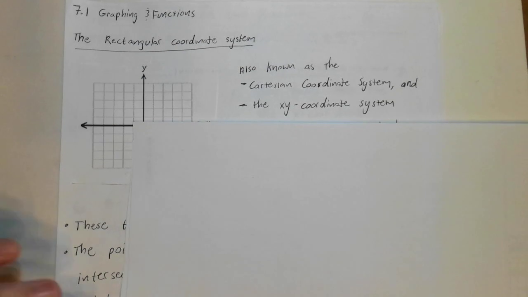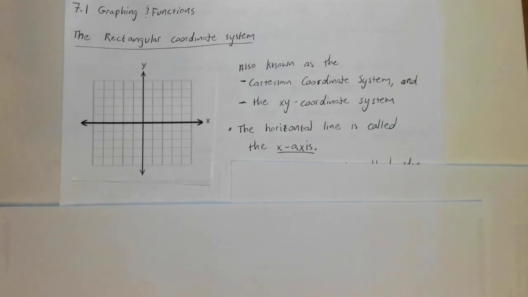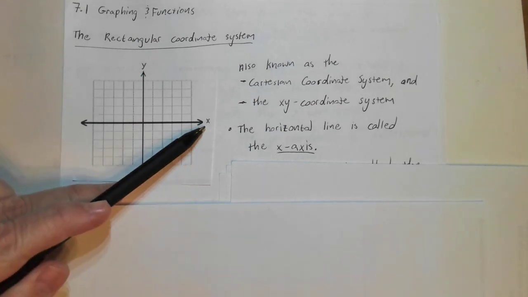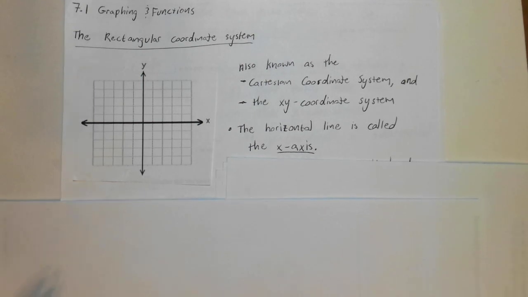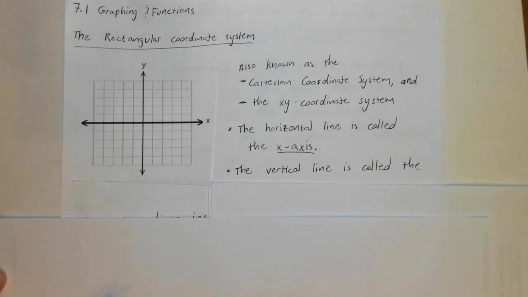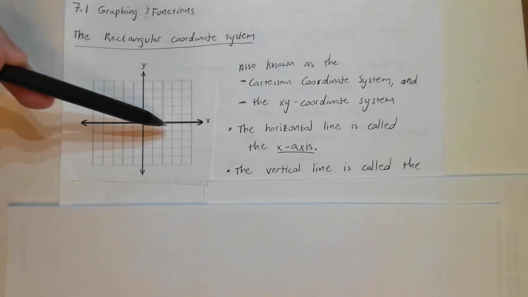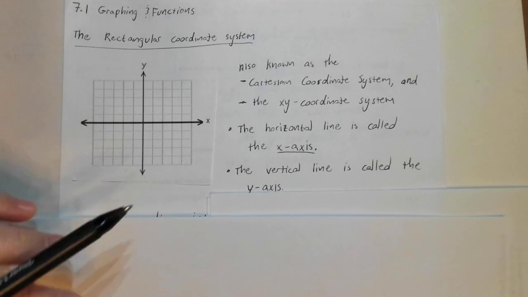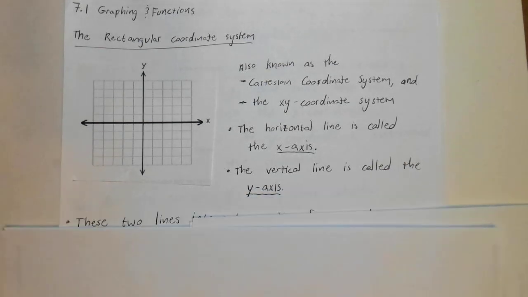Let me just show you. This is what it looks like. We have the x-axis and the y-axis, and we're going to discuss what we need for this coordinate system. The horizontal line is called the x-axis. So it's this dark line here. The vertical axis is called the y-axis.